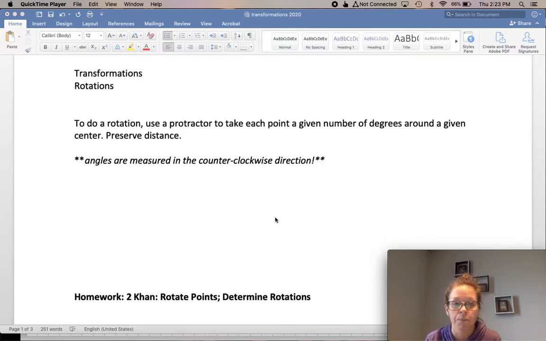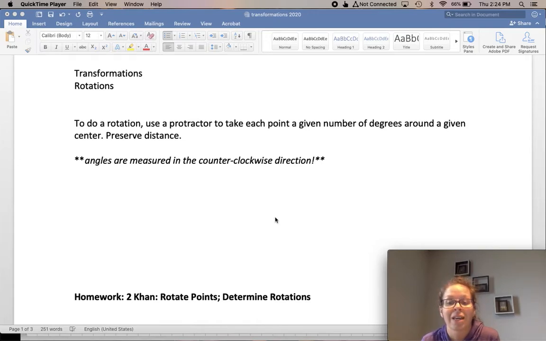So to do a rotation, we could use a protractor to measure the angle. Now, I looked around my house a little bit and I couldn't find one here, so maybe you don't have a protractor at your house either, and that's okay. We can do it without. We'll just be able to kind of approximate our angles, but if you have a protractor, you could use that to actually measure the angles, and we're going to take a point or a figure and we're going to move it a given number of degrees around a given center. So the things that we need are a center, we need a point, and we need a given number of degrees. How far are we going to turn it?